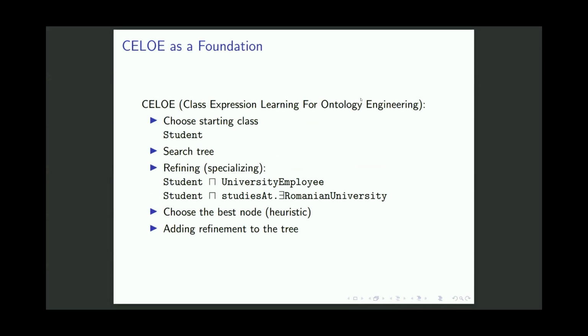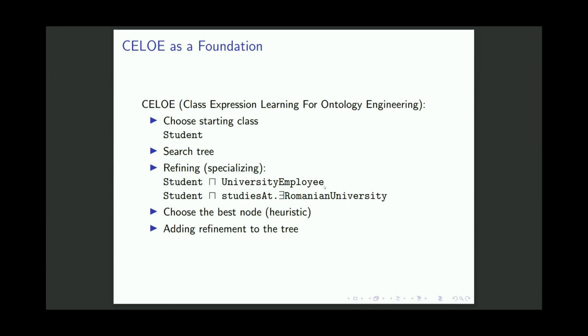So how does this algorithm actually work? We choose a starting class. This can be thing, the most generic class, or can be anything else. Let's say we choose the class student. We create a search tree, which is a tree in which we put all the expressions found. And then from a certain node, we can specialize that expression and find another and put it in the tree. So refining is basically specializing an expression.